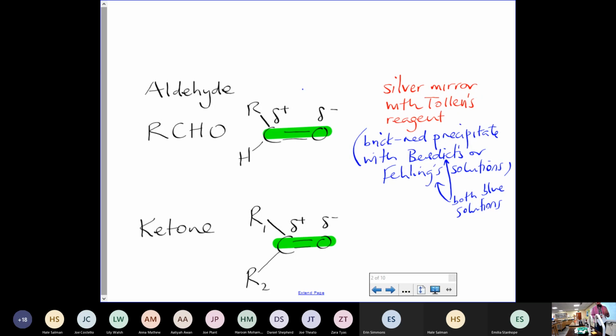But actually, and those of you who are in biology will also have met these tests, you could also use blue Benedict's or Fehling's solution, and again, both of those will give a brick red precipitate with an aldehyde and not a ketone. So it is possible to tell aldehydes and ketones apart in a test tube test. Okay, bit of background. So now we're going to move on and have a look at the questions that I sent to you.